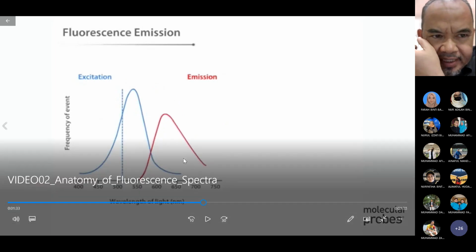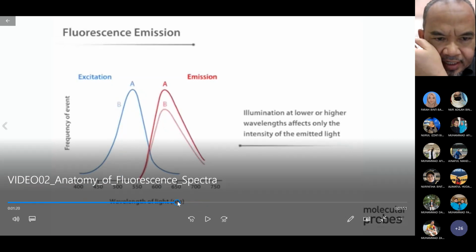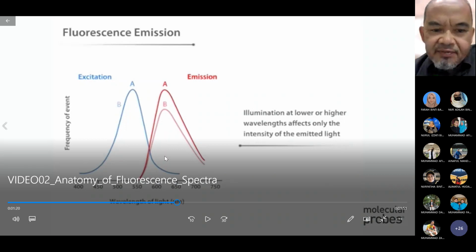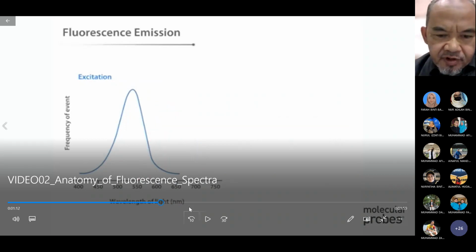Okay, Nanda, this is the important part here, this animation. So it says, regardless of whether we excite at a different wavelength, the emission is going to appear at the same wavelength. Only the intensity is different. So you can see from here.